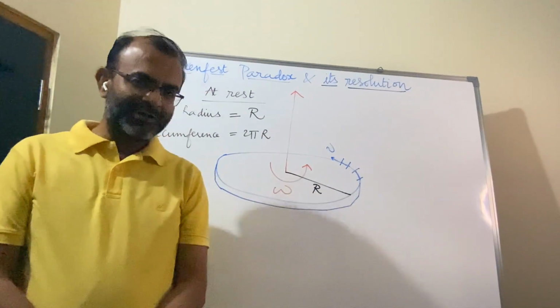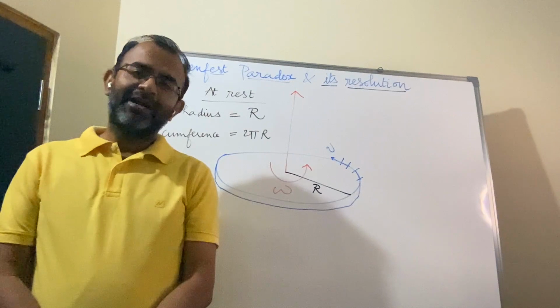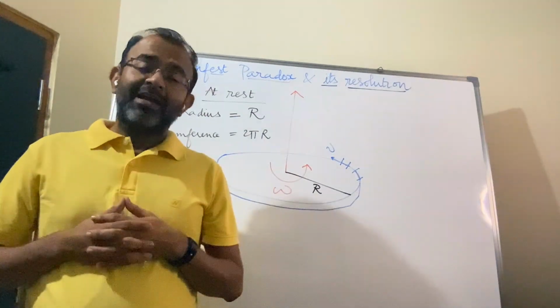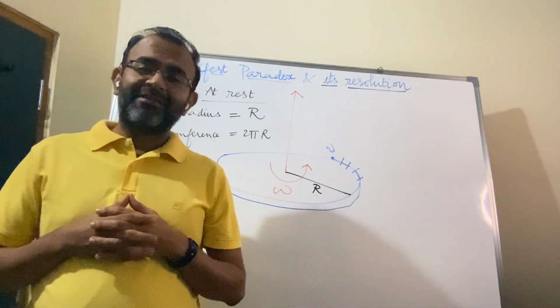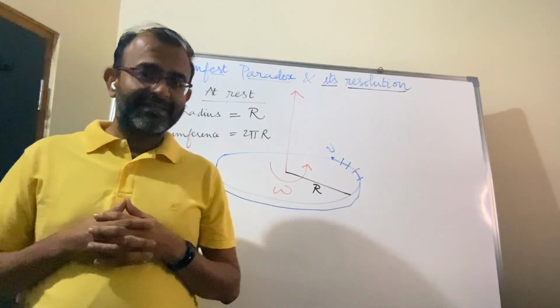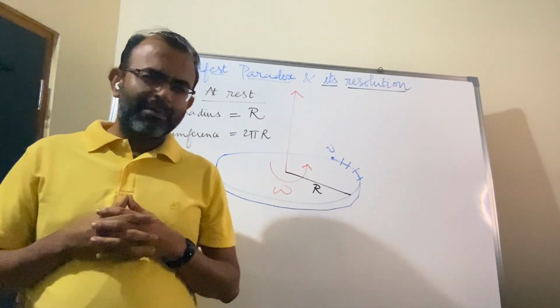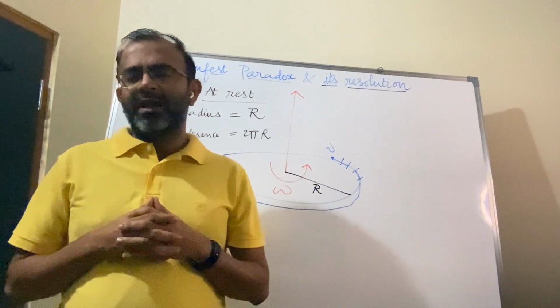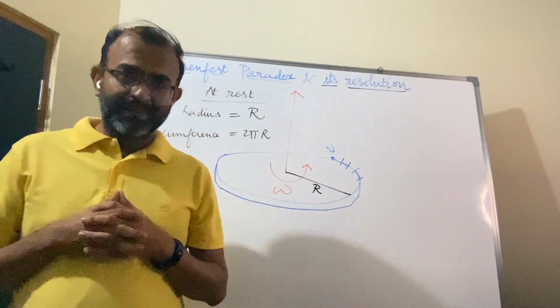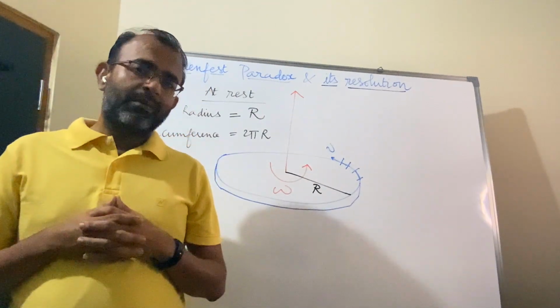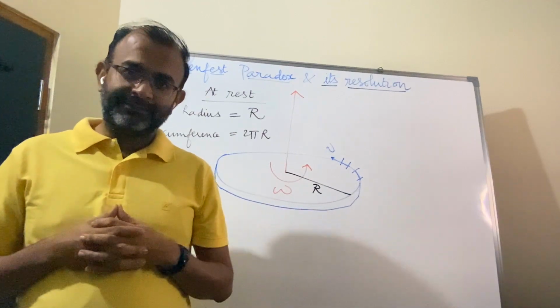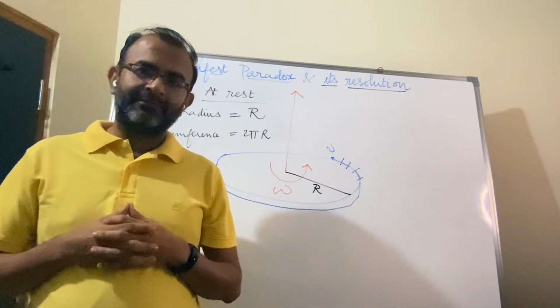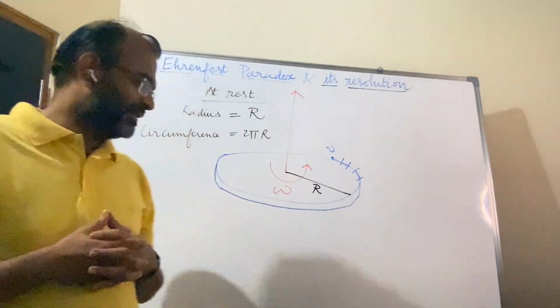The topic of this video is Ehrenfest Paradox and its resolution. In the year 1909, 4 years after Einstein had published his Special Theory of Relativity, Paul Ehrenfest came up with the paradoxical situation when applying Einstein's special theory to the problem of a rigid rotating disk. Let us see what the paradox is.